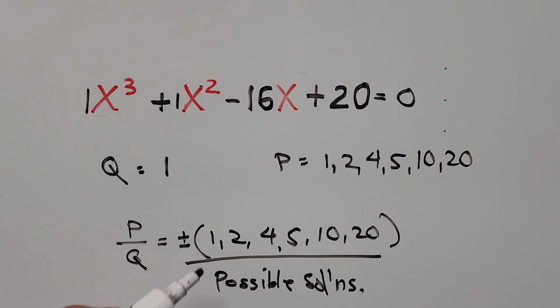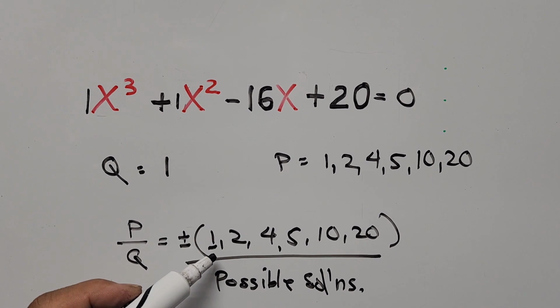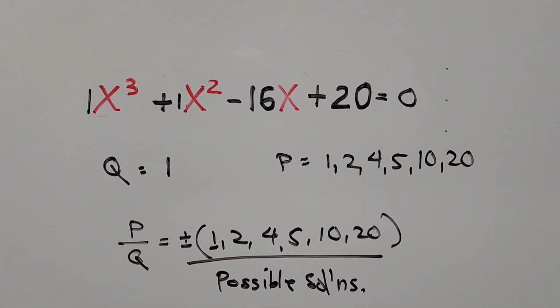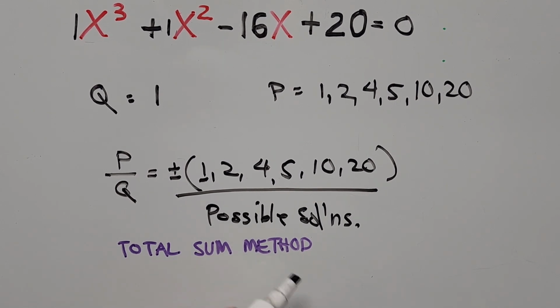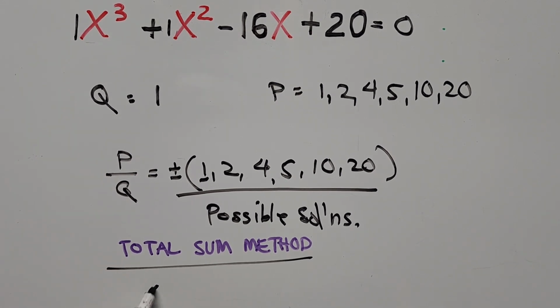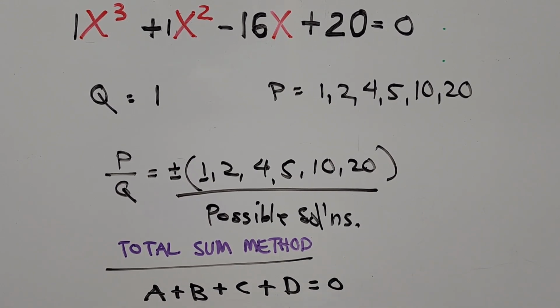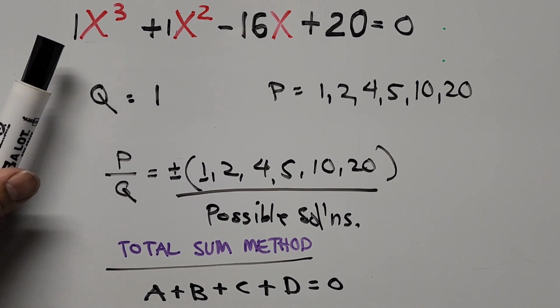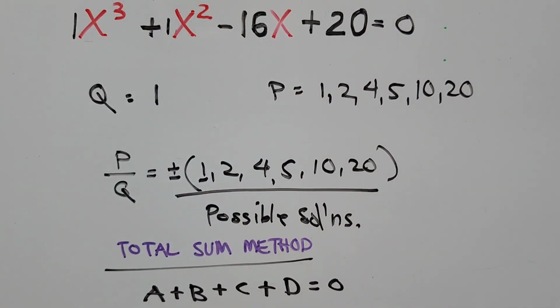Okay, so let's start with positive, negative 1. And to verify if positive 1 is one of the solutions, we'll be using the total sum method. In this total sum method, we'll be using all the coefficients of the terms of the cubic equation. So we have a plus b plus c plus d is equal to 0. So a, b, c, and d are the coefficients of the terms of the cubic equation. So we'll be using that.